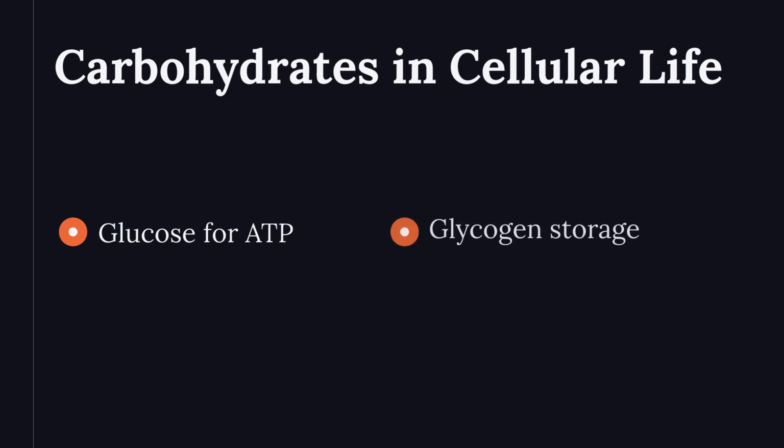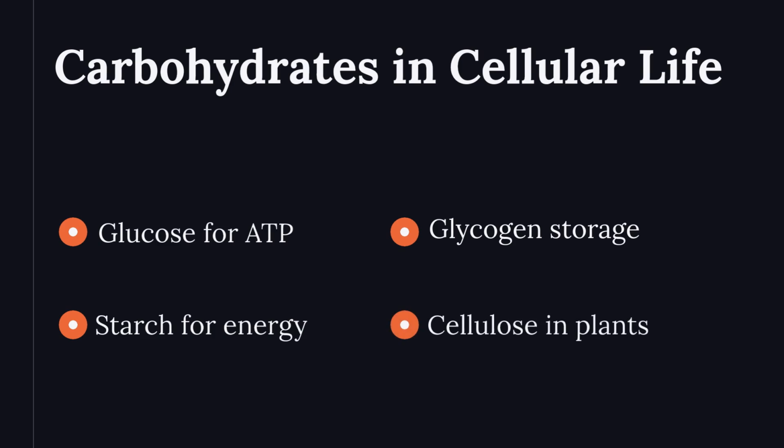Carbohydrates are crucial for cellular energy and structure. Glucose is broken down to produce ATP, powering cell functions. Glycogen and starch store carbohydrates for future energy needs. Cellulose strengthens plant cell walls, while glycoproteins aid in cell recognition. These roles make carbohydrates indispensable for cellular life.